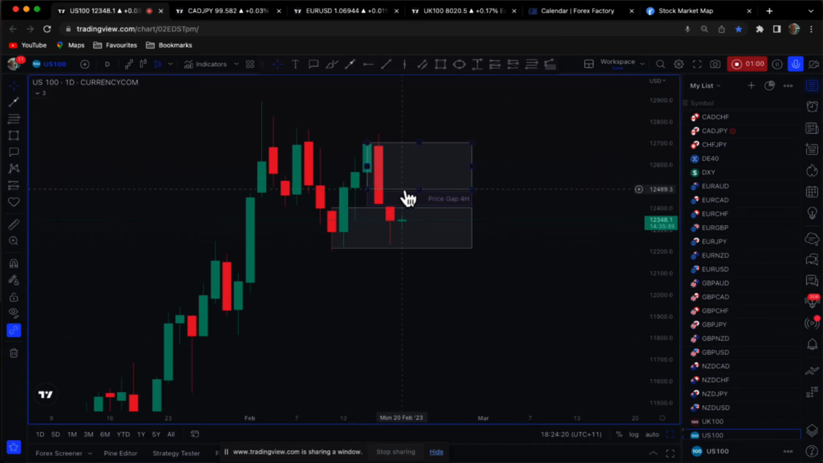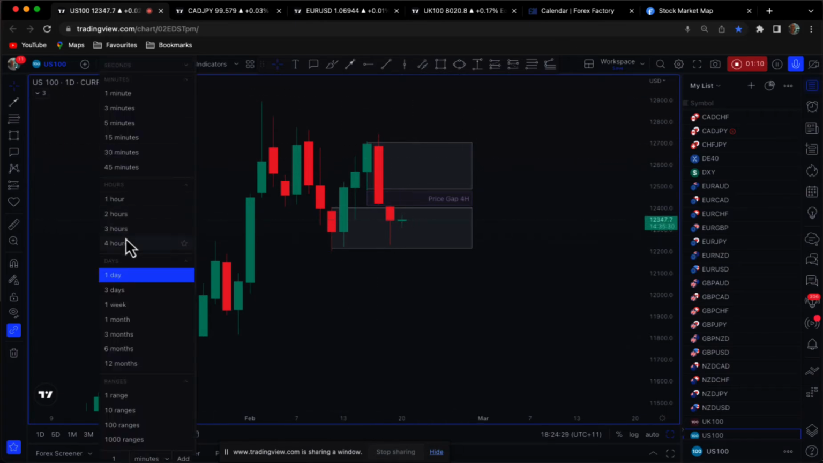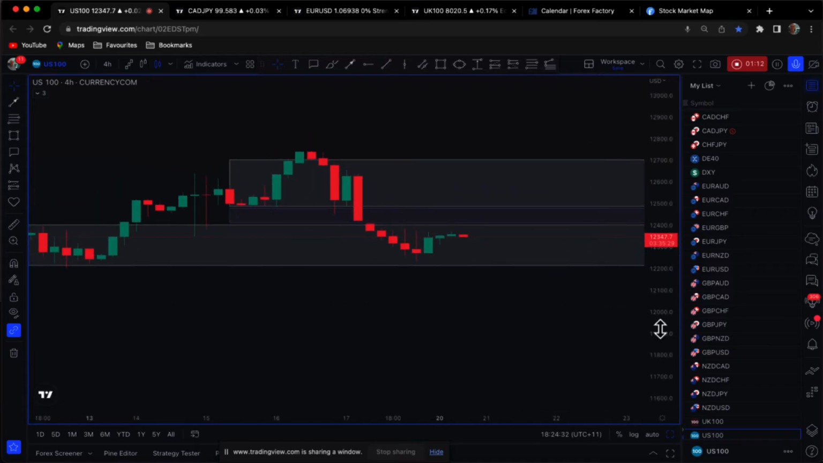So I'm thinking that if we get a move back up, I would look to short it up in around here somewhere. At the moment, I'm reluctant to get involved with this. Let's have a look at it on the 4 hour.